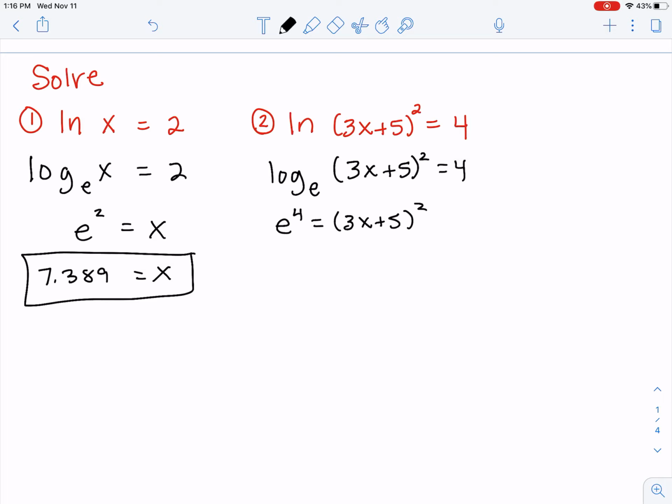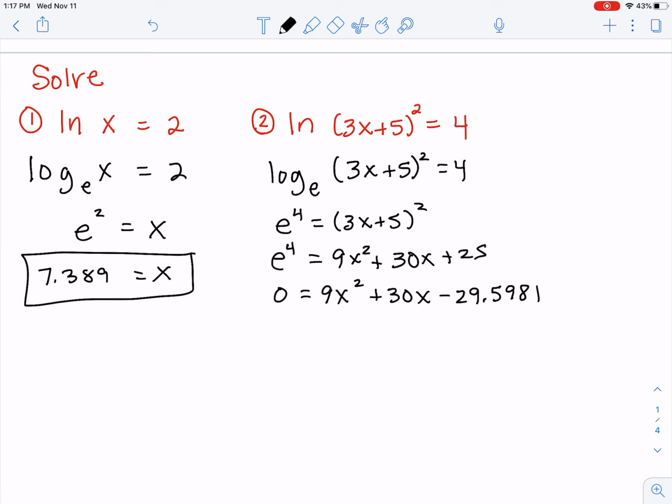All right, well, let's see here. E to the fourth. Well, I'm going to leave it e to the fourth for now. Equals, well, I need to FOIL this right-hand side. I have 9x squared plus 15x plus 15x, that's a 30x plus 25. Okay? So when I take 25 minus e to the fourth, I'm going to have 0 equals 9x squared plus 30x minus 29.5981-ish.